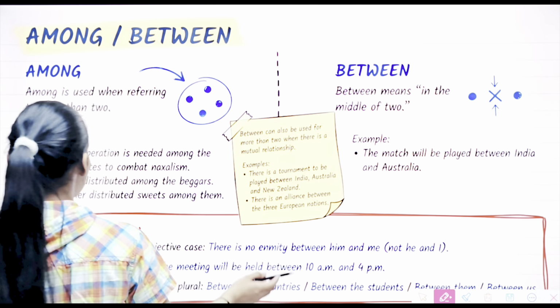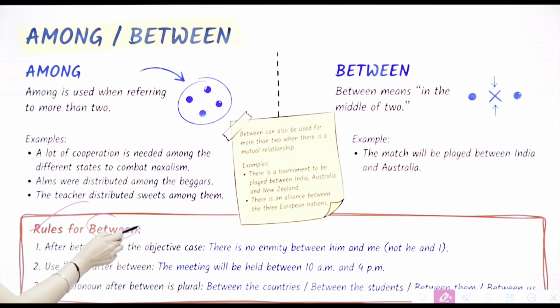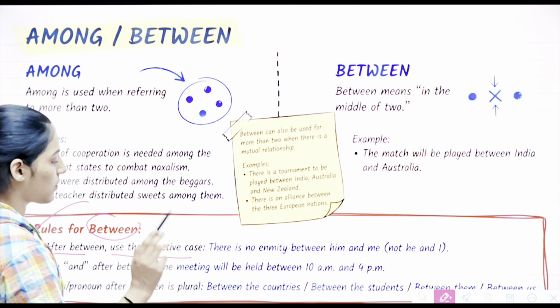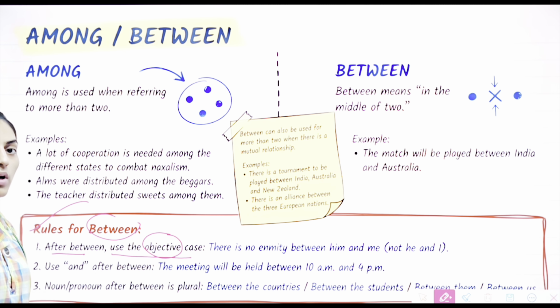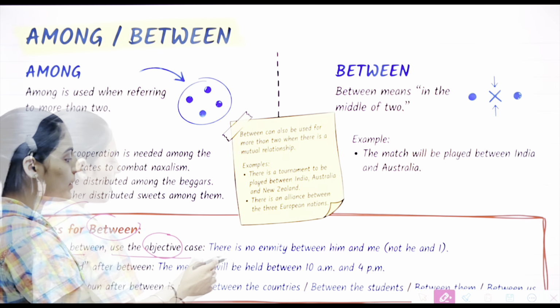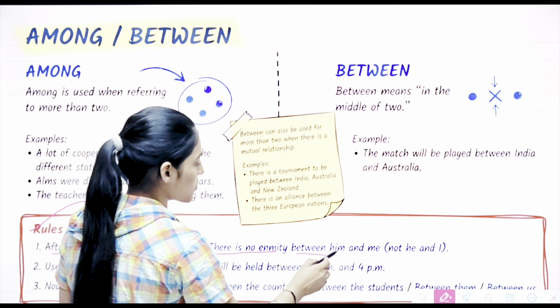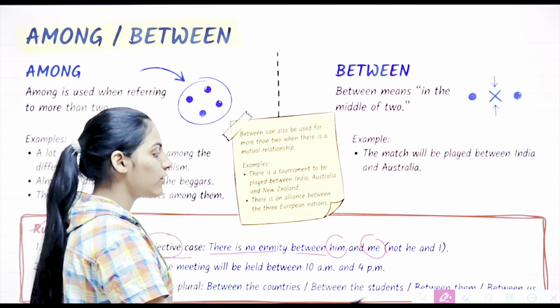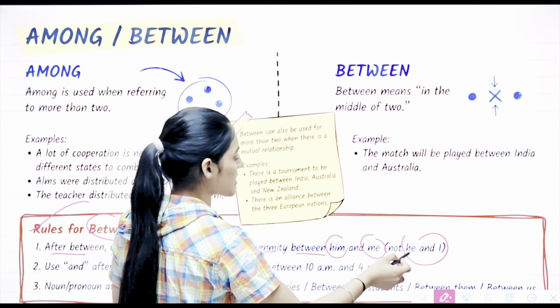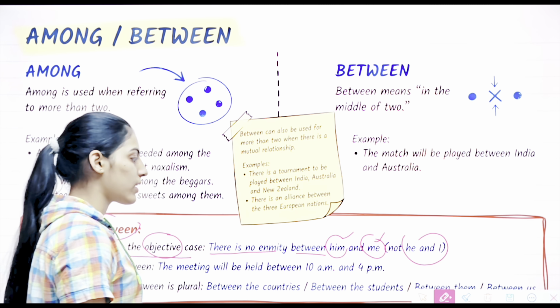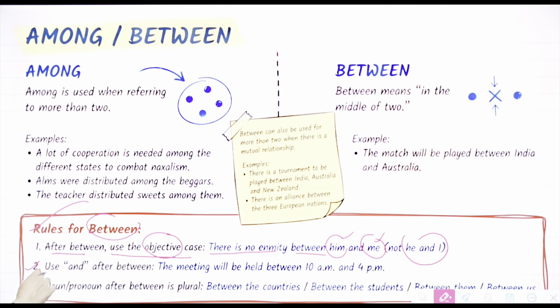Now let's see some rules for between. Rule number 1 says after between use the objective case, in pronouns. For example, there is no enmity between him and me. Instead of saying he and I, we will say him and me. Then we have the second rule: use and after the preposition between.